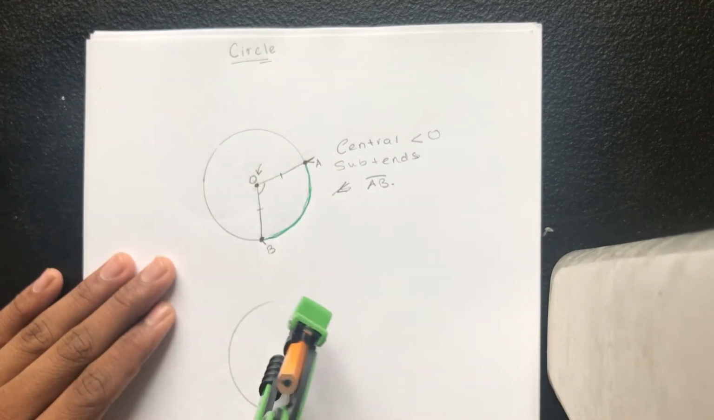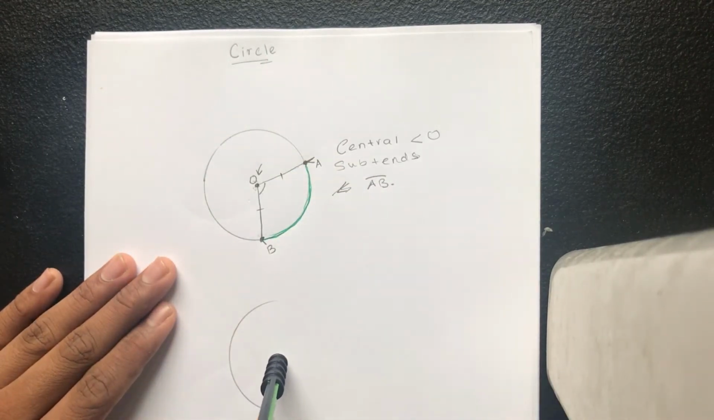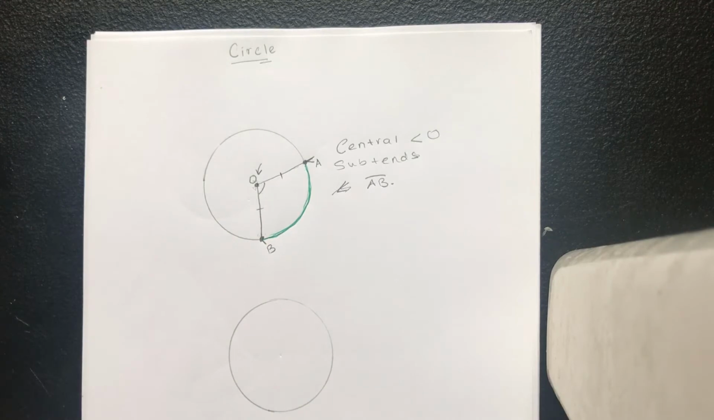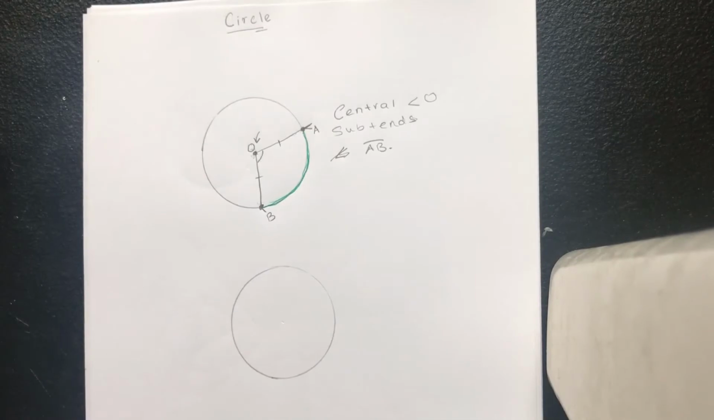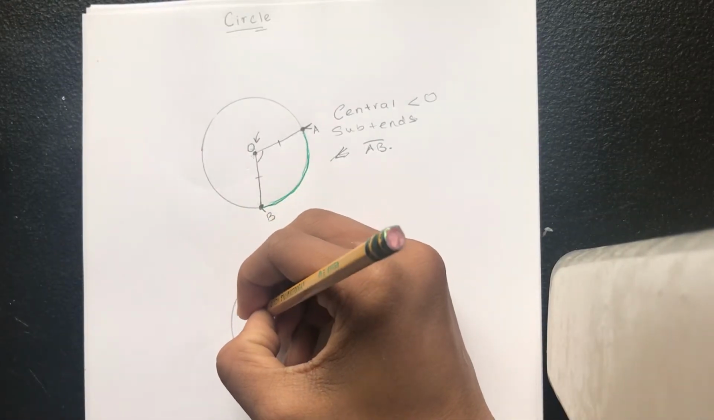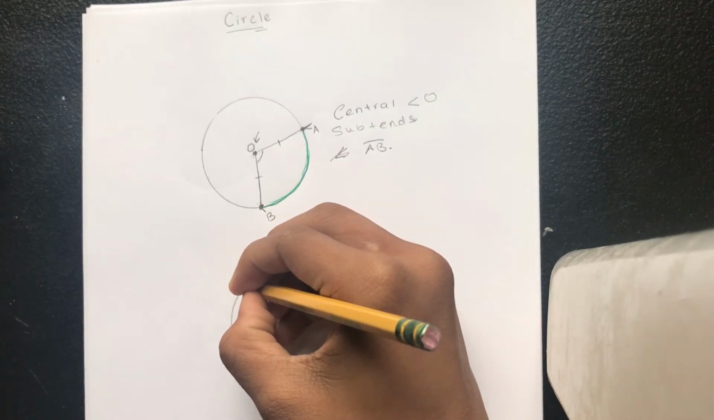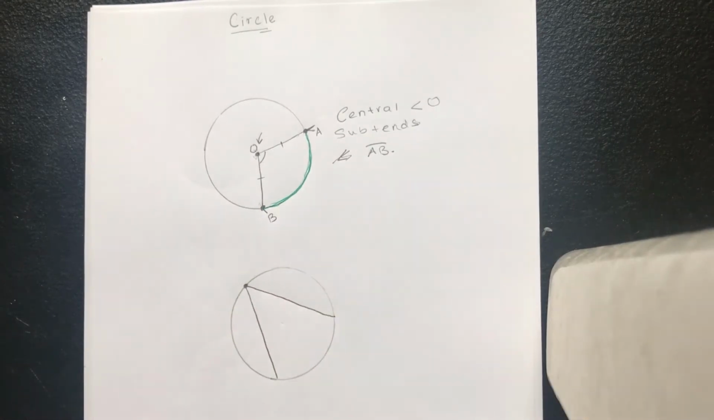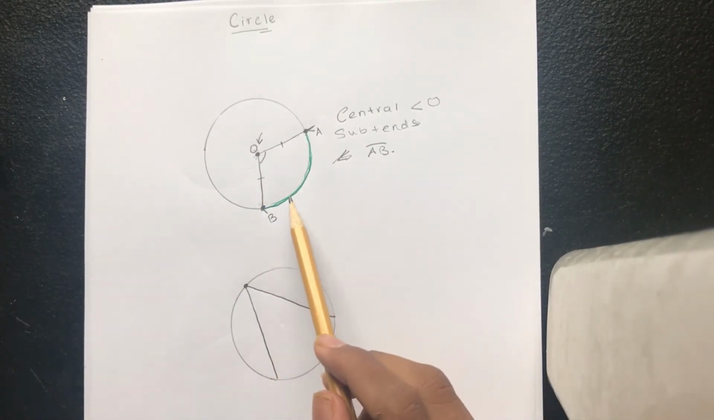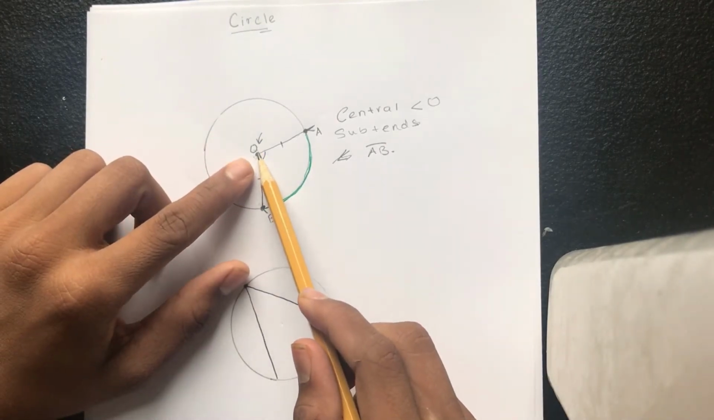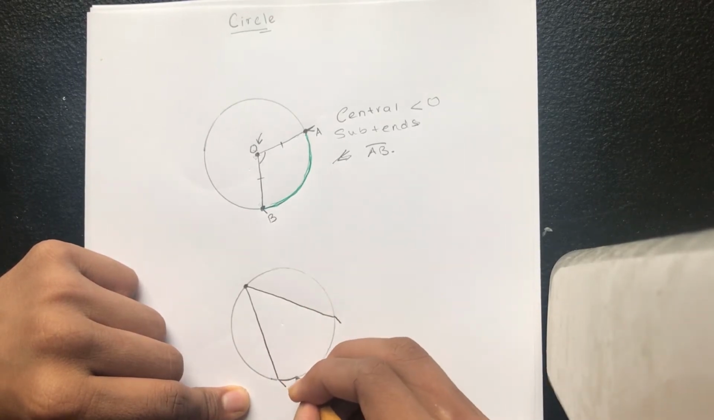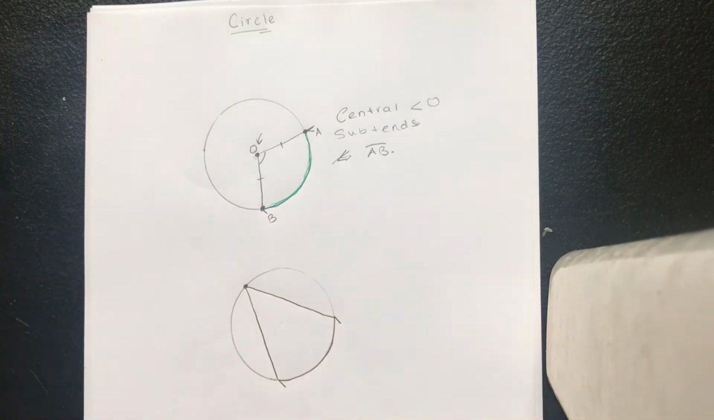So let's say I have my second circle right here, and my second circle is going to have an angle that has a vertex at the edge, or at the circumference, of the circle. But just like our previous angle, which had a vertex at the center, this angle also subtends or cuts off an arc, a part of the circle. Okay?